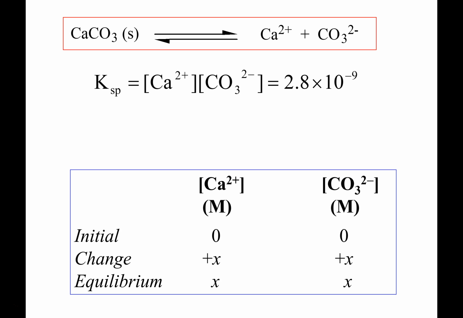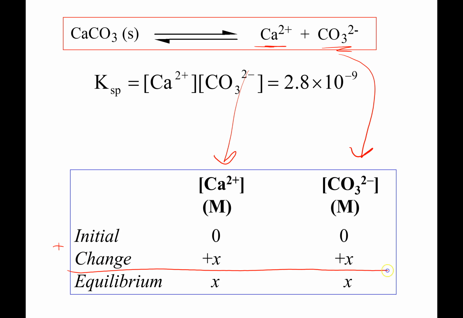Why use an initial, change, and at equilibrium table? This will make more sense when we talk about something called the common ion effect. But if you just bear with me, this is the ICE tables that we've been using before, where I'm going to have the molar concentration of calcium, the molar concentration of carbonate, initial, change, and I'm going to put a line there and add the two and get my equilibrium concentrations.